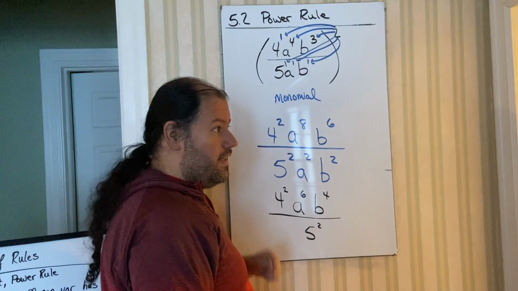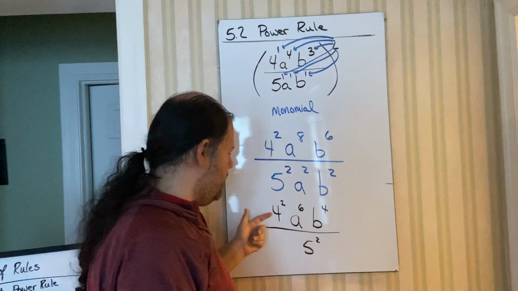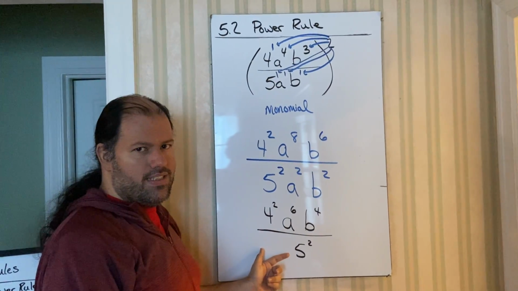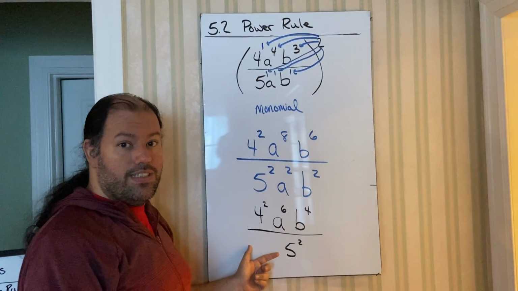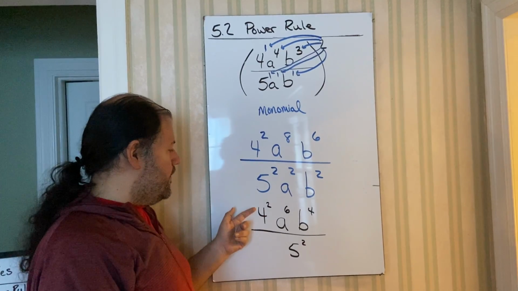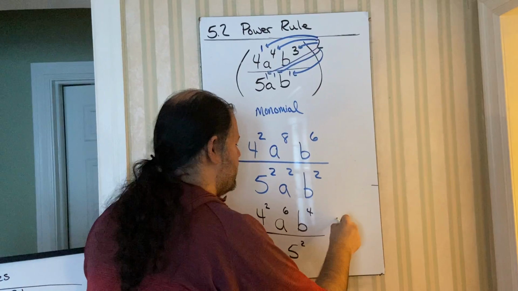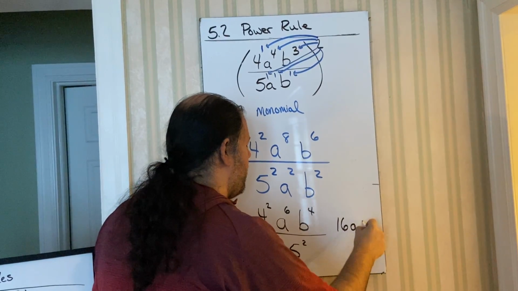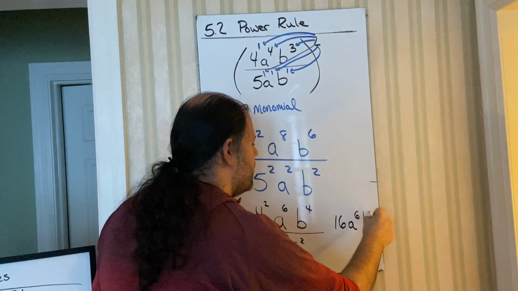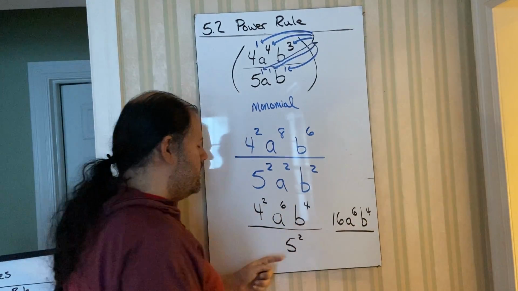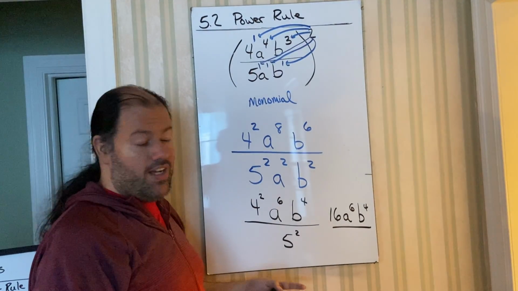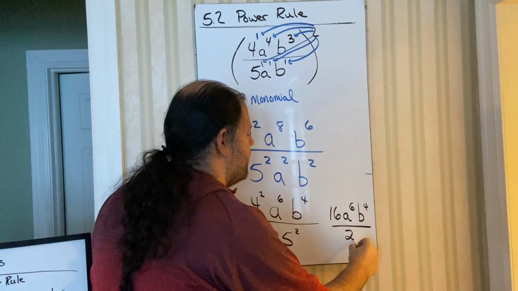Almost done. 4th step. Do you have any coefficients or constants? If you do, see if you can simplify and reduce. For example, you know what 4 squared is. That's 4 times 4. So you have 16. You know what 5 squared is. 5 times 5, which is 25.